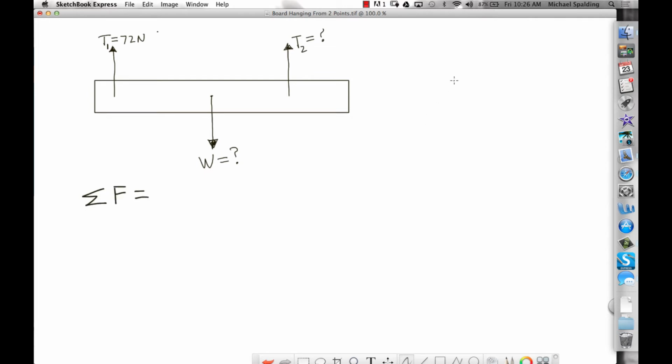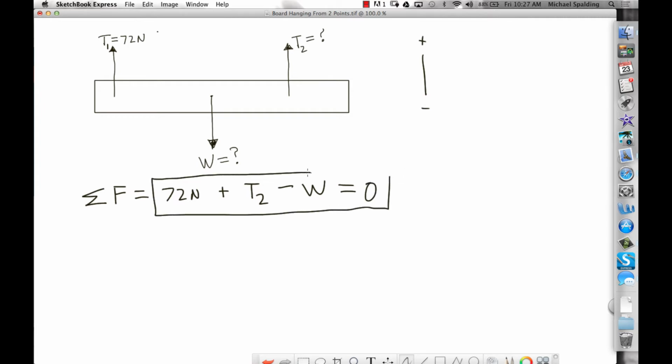Okay, so summing the forces, the sign convention you use, you're just going to say up is plus, down is minus. So you would go 72 newtons up plus T2, which we don't know, minus W equals ma. Sum of the forces always equals ma. What's the acceleration of that hanging board? 0. So we could just set this equal to 0. Now, we just wrote one equation.